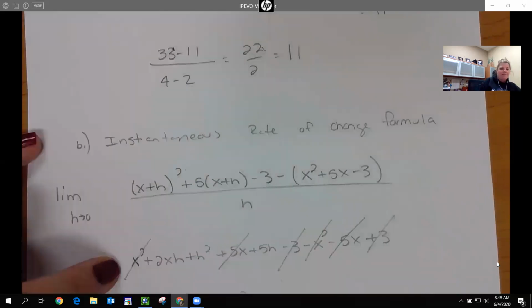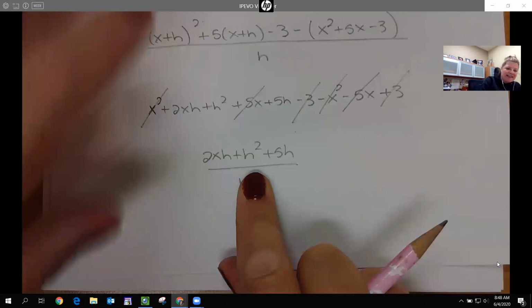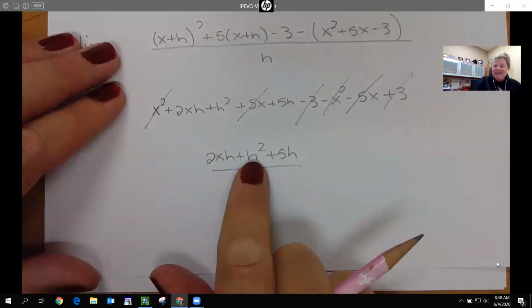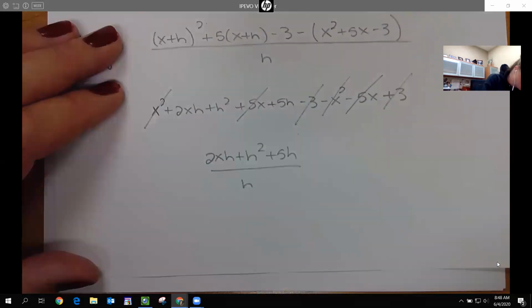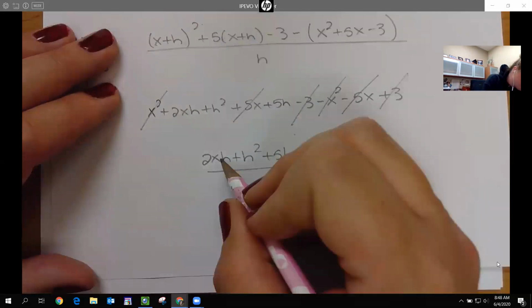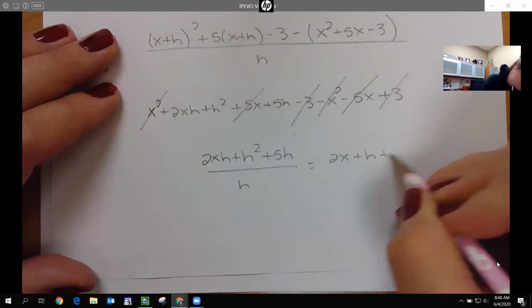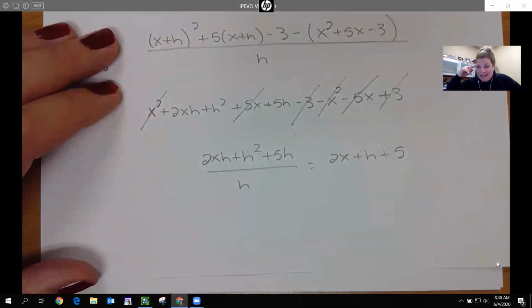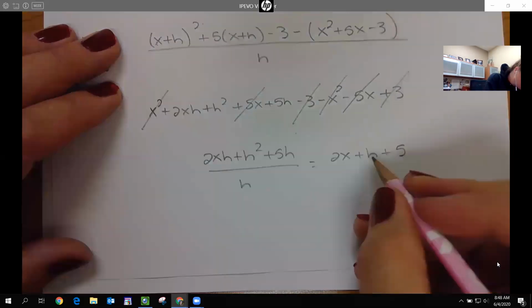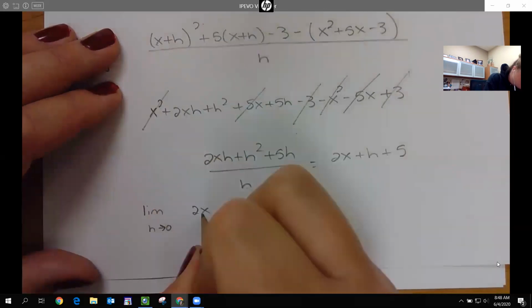And so when I get those, just those last couple ones over h, I can see there's an h in everything. So I can divide out or factor out that h and cancel them, so that this h cancels with the h here, cancels with one of the h's here, and it cancels with the h there, and I'm here. Now I can take the limit as h approaches 0. So I'm going to put in 0 for this h. So that's going to give me 2x plus 0 plus 5.